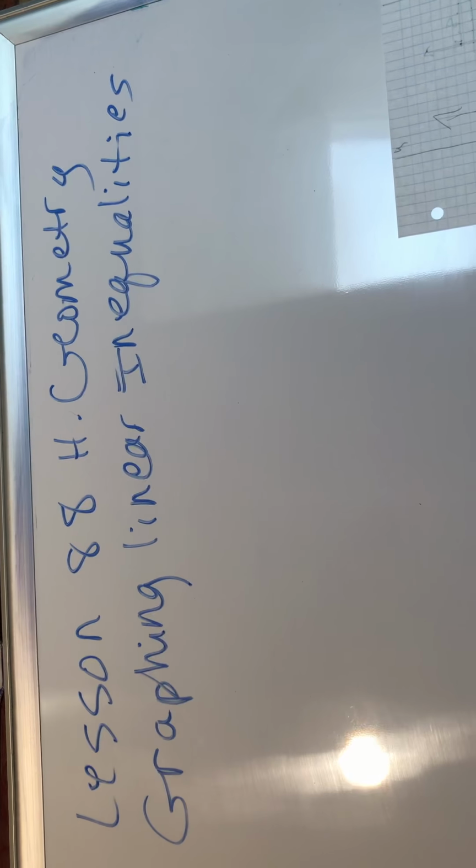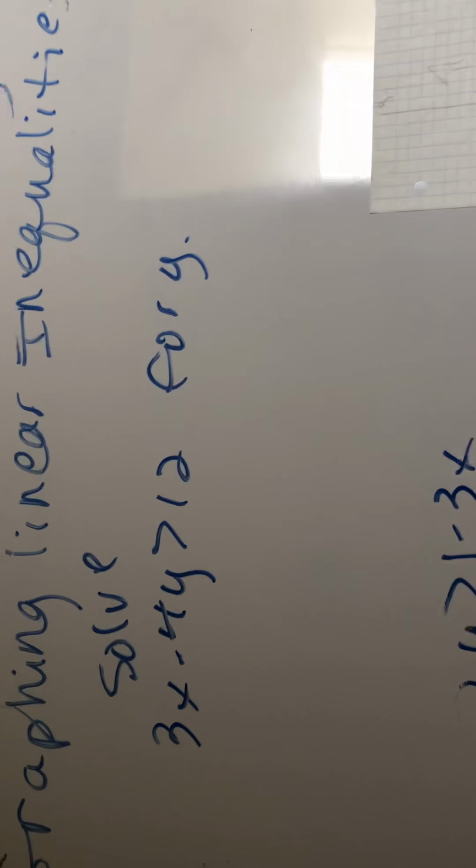Let's see. 3x minus 4y greater than 12. We want to solve it for y. Again, if that's what you're asked to do, that's all you do. You solve for y, and that's it. You solve for y, and you go on.